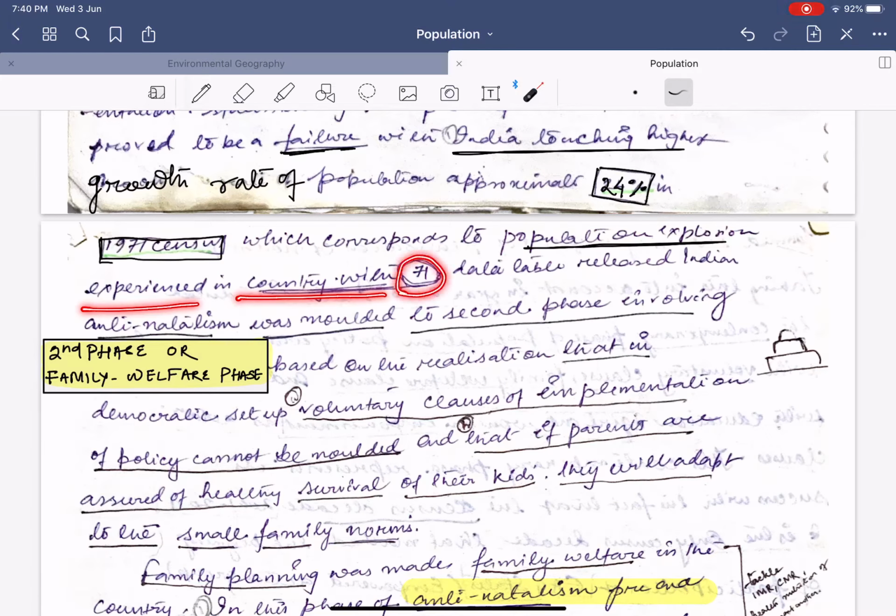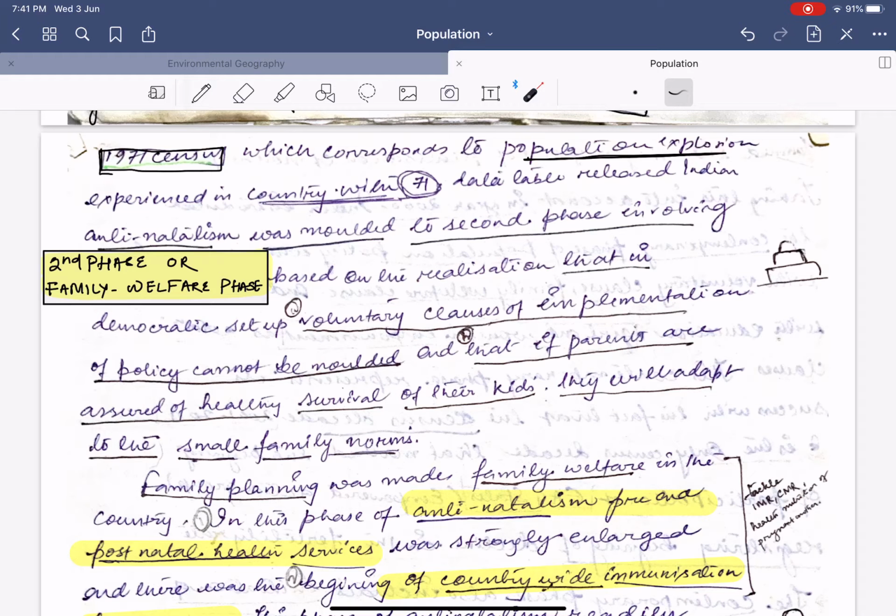In this family welfare phase, first of all, we realized that the voluntary clause was not enough. We tried to understand why families were reproducing more and more children. The basic problem during this phase, during 1971, was the prevalence of epidemics and other diseases, as a result of which the chances of survival of a child were very, very low. Hence, parents reproduced a higher number of children, so that at least some of the children could survive.